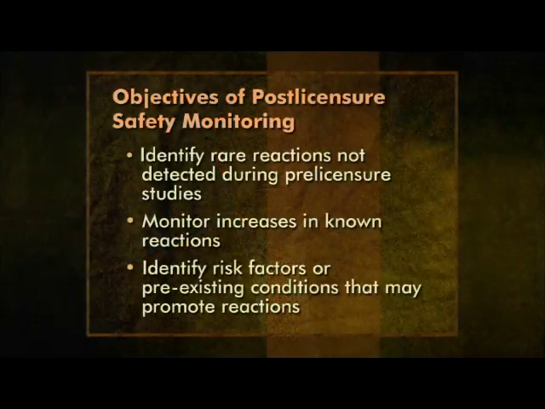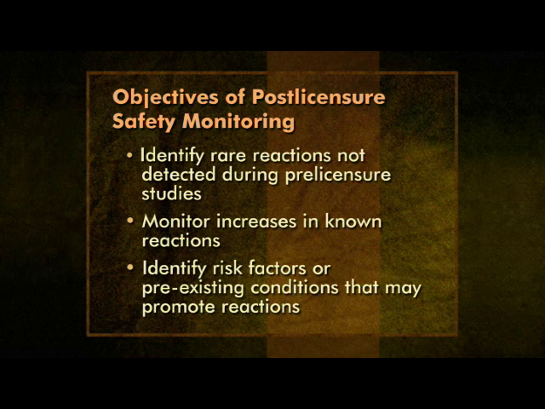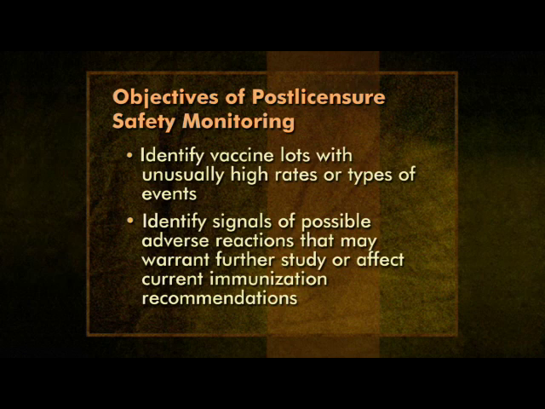For that, we rely on post-licensure surveillance, which is the continuous monitoring of vaccine safety in the general population after licensure. The objectives of post-licensure safety monitoring are to identify rare reactions not detected during pre-licensure studies, monitor increases in known reactions, identify risk factors or pre-existing conditions that may promote reactions, identify vaccine lots with unusually high rates or types of events, and identify signals of possible adverse reactions that may warrant further study or affect current immunization recommendations.